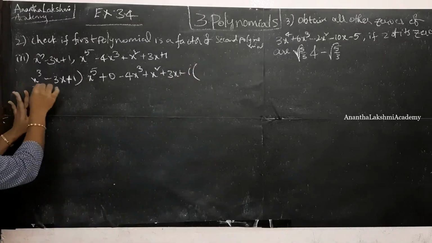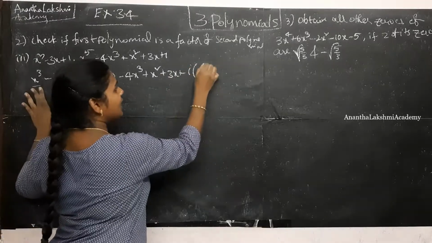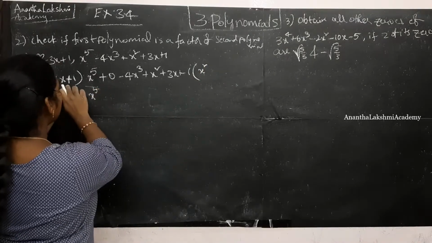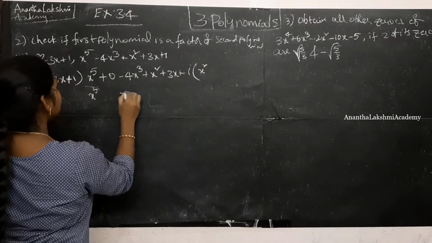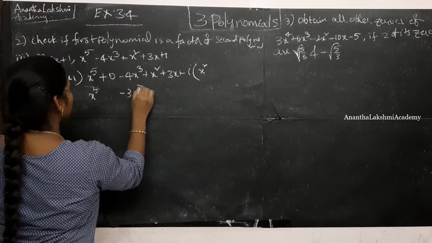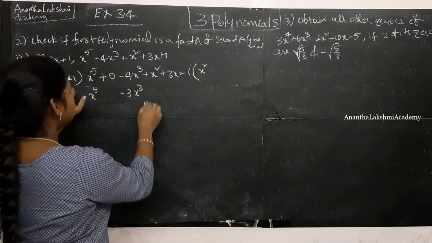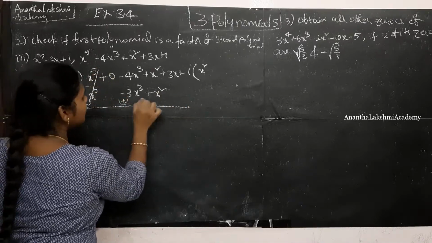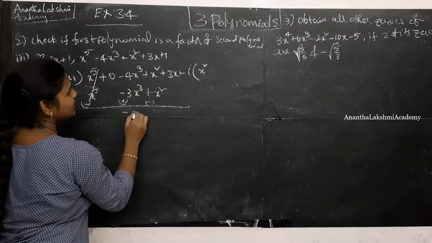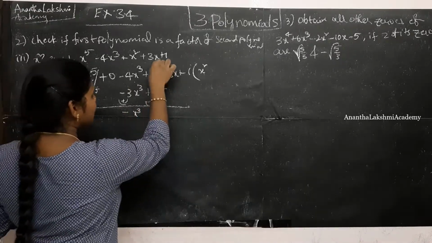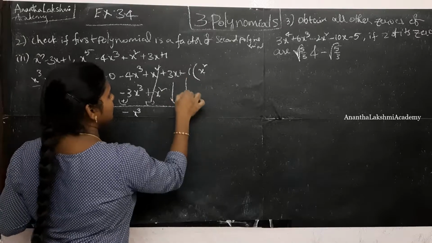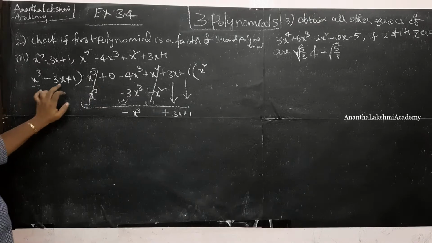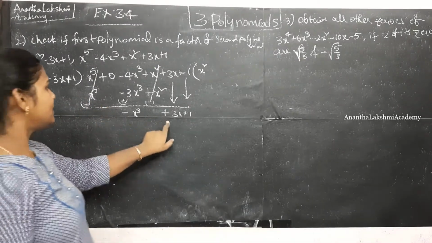Alright, here we have x cube, here x power 4. What do we multiply it with? x. So that becomes x power 4 minus 3x square plus x. Now how does the subtraction happen? By changing signs. Minus 4 plus 3 is minus x cube, and x square plus 3x square is 4x square. Now these are going to come into picture, 3x plus 1.